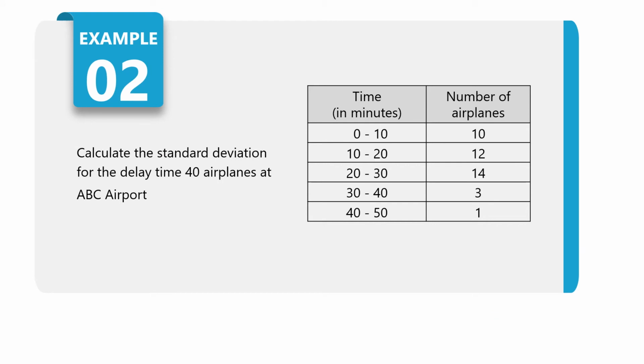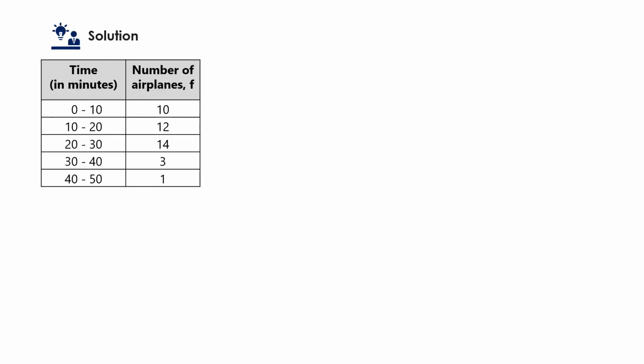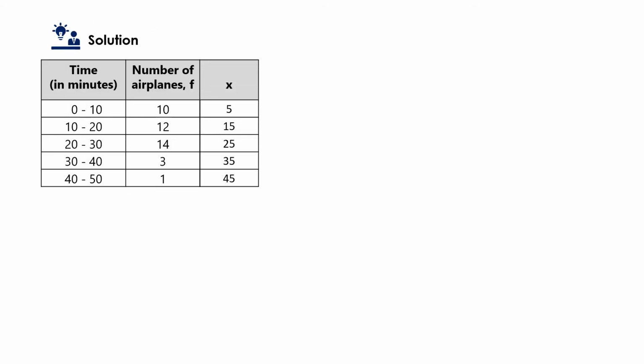Okay, the previous slide, which is example 1, is an example for ungrouped frequency data. So for example 2, I will show you how to find standard deviation for group data. Okay, from the frequency table, we add another column for midpoint or x. Okay, and then I will show you how to find standard deviation by using calculator.